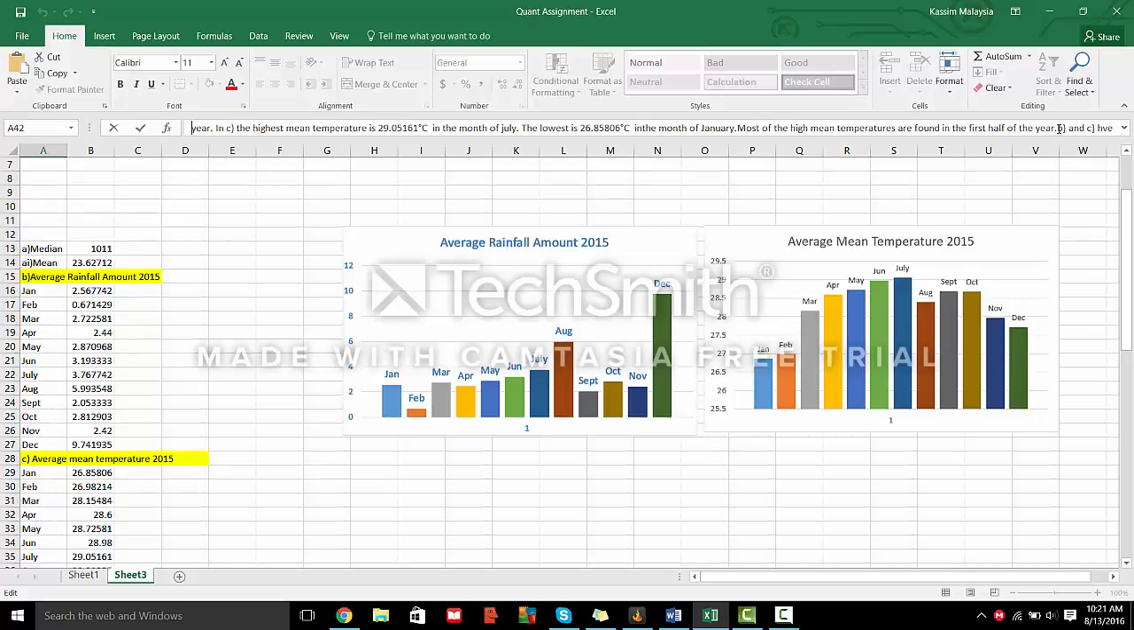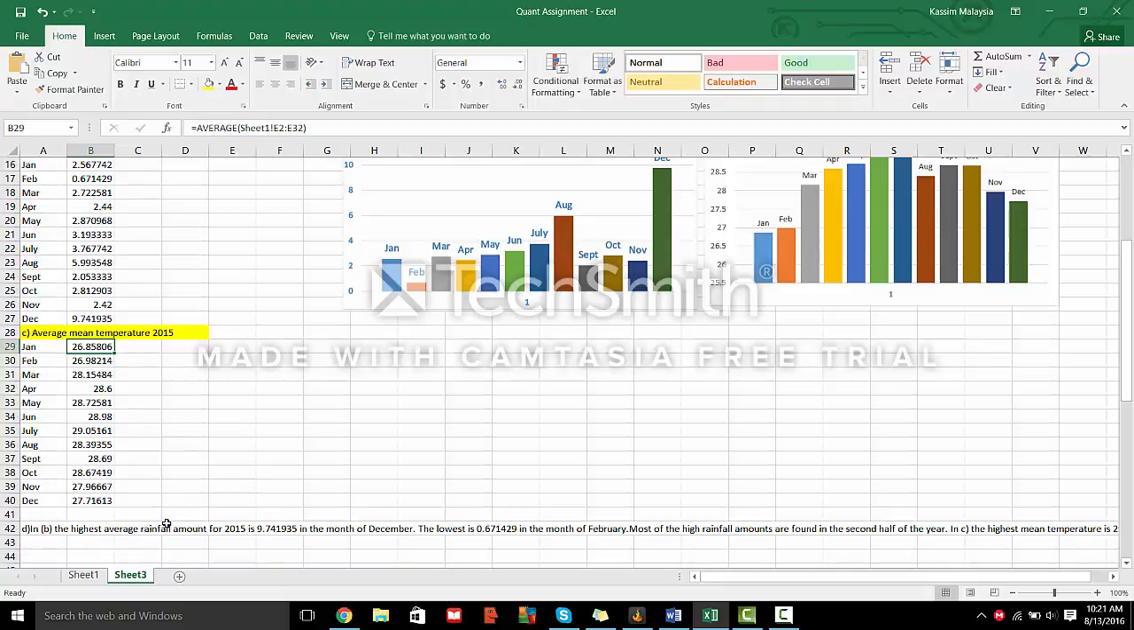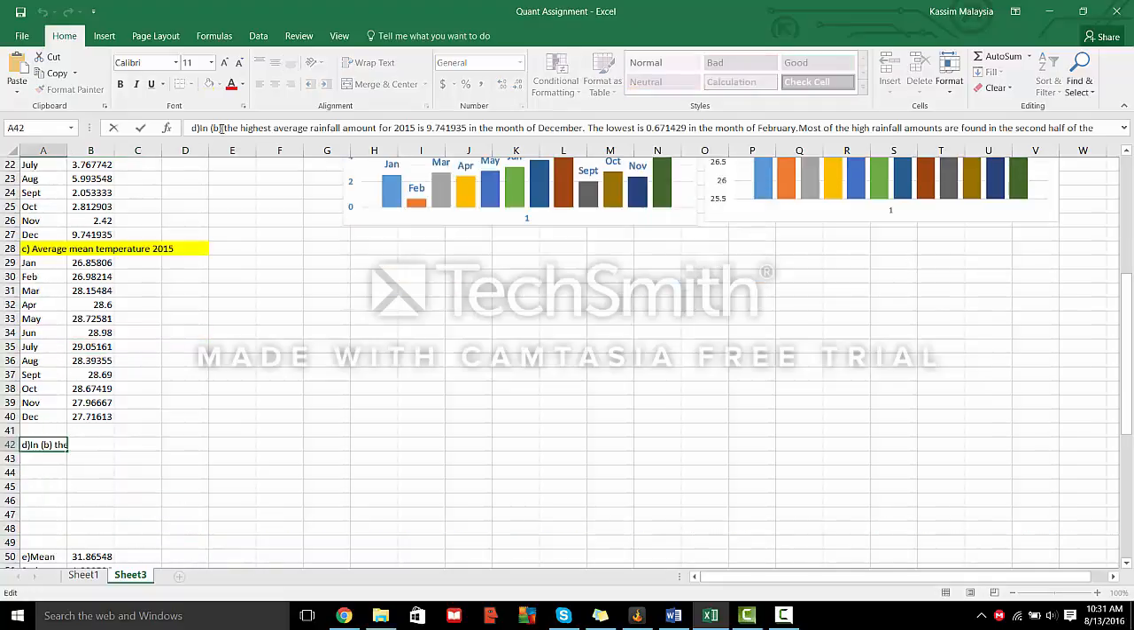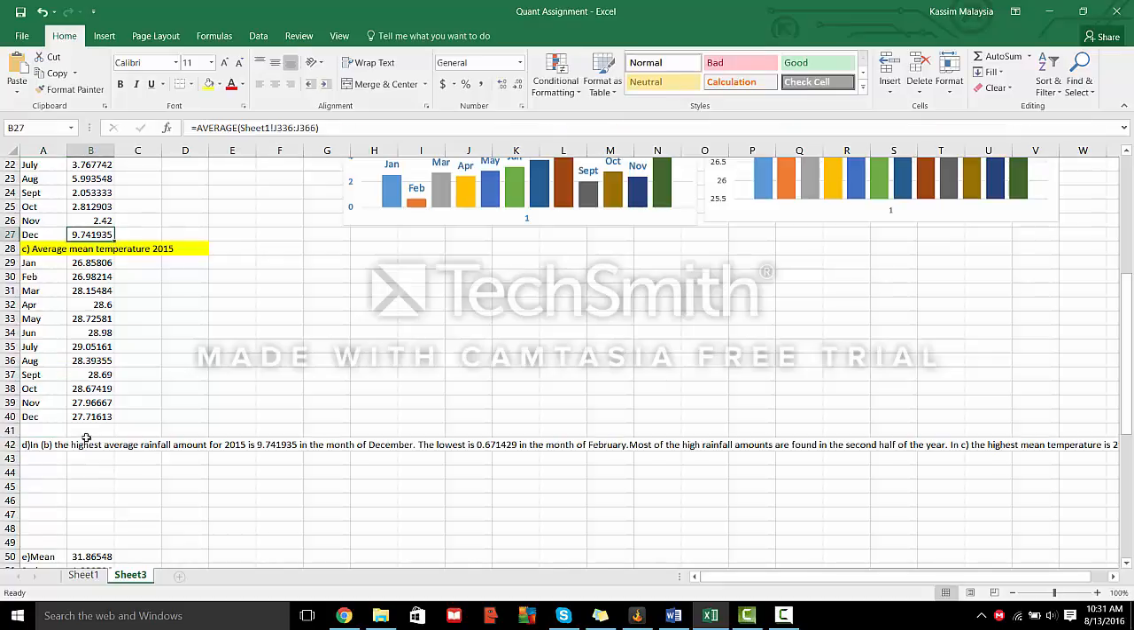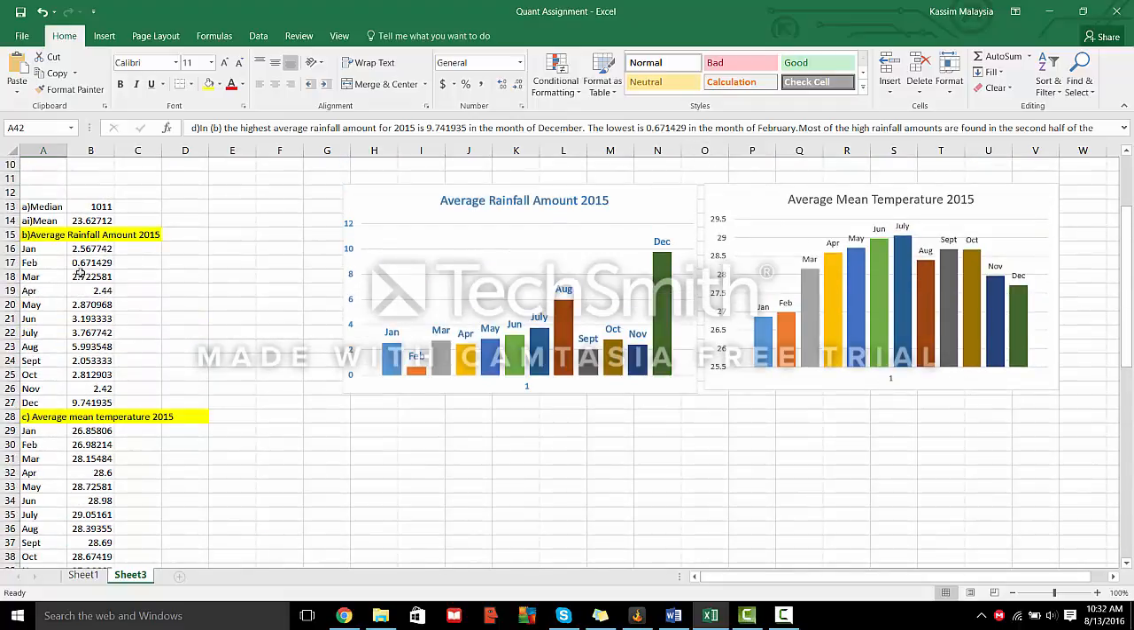The next part is that the highest mean temperature is 29.05, in the month of July, and the lowest is in January, 26.85806. The highest average rainfall amount for 2015 is 9.74195, in the month of December, as you can see. Then the lowest is 0.671429 in the month of February, stated here.